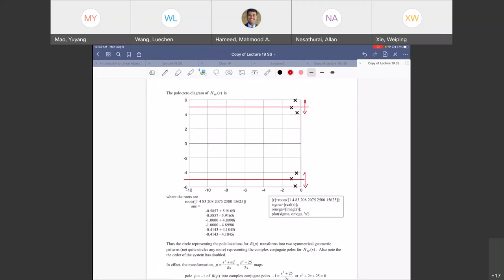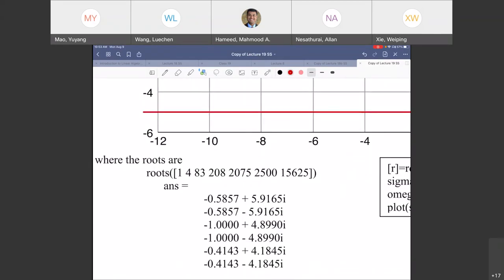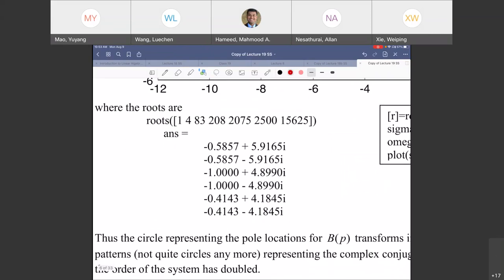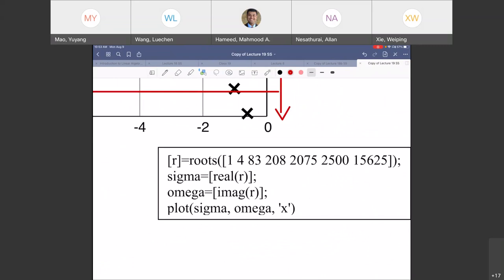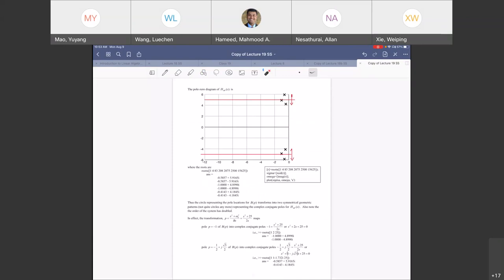Let's see. All right, so this is exactly how you would solve it in MATLAB. Roots is the function that will allow you to do it, and you just give it the argument of all the coefficients of that S, and it'll spit out all your 6 roots. And when you plot it, it'll look like that. You can also plot it using MATLAB. So find the roots. Real part of the roots is sigma. Imaginary parts of the roots are omega. Plot your real versus imaginary with a marker of X, and you'll get the whole pole-zero plot. Something if you are interested in trying out, you can try that out.